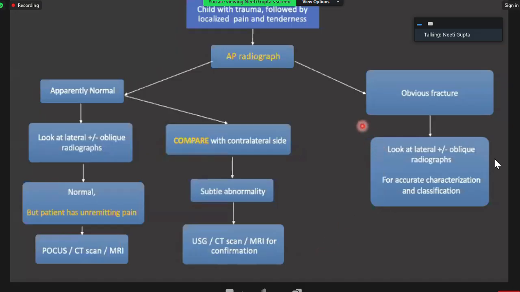If one view is showing you an obvious fracture, still look at the other views for accurate characterization and classification.